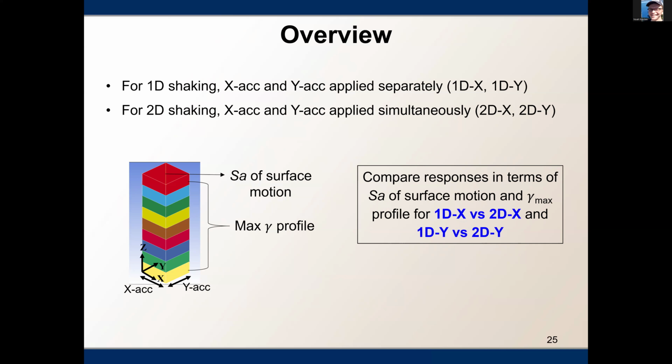So here I compare the responses in terms of the spectral acceleration at the soil surface and the shear strain profile for the soil column. So those are my response variables. And I compared 1D versus 2dx and 1dy versus 2dy.